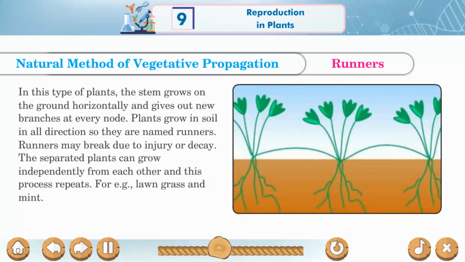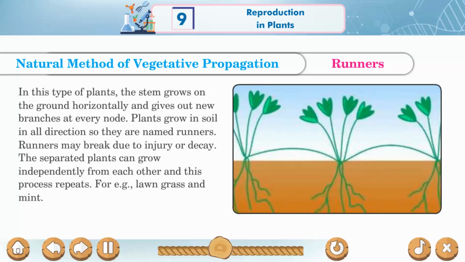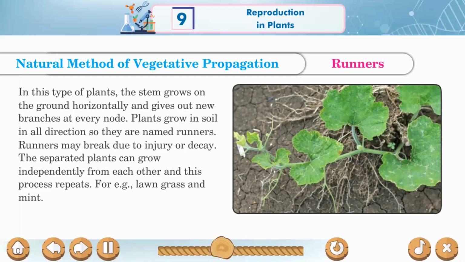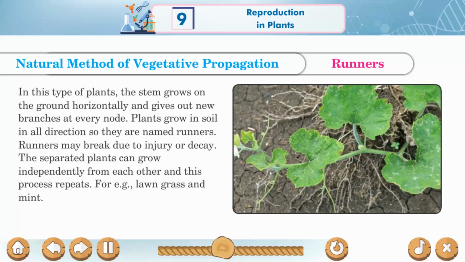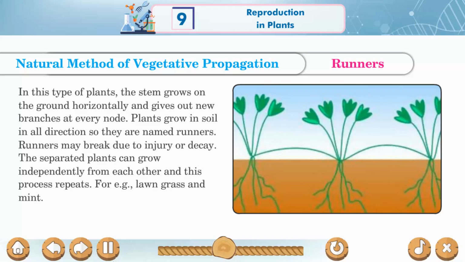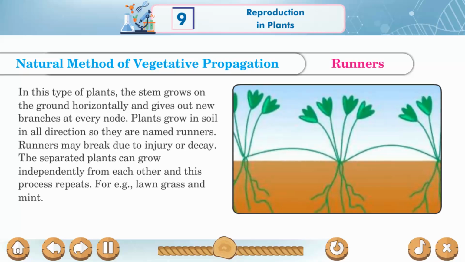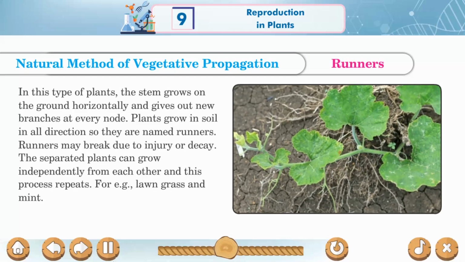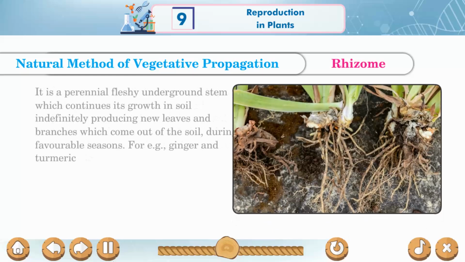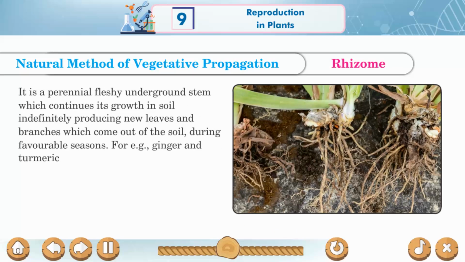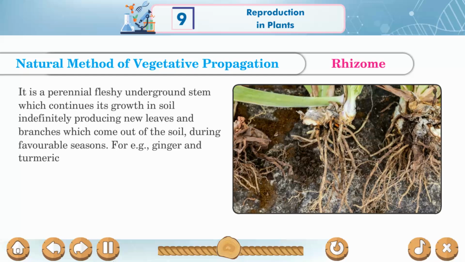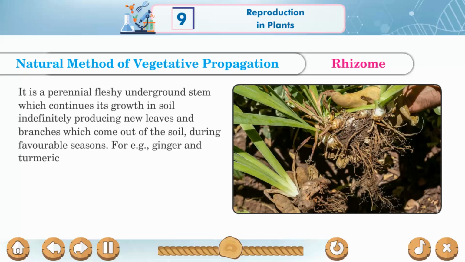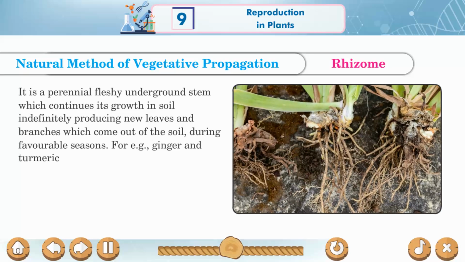Runners. In this type of plants, the stem grows on the ground horizontally and gives out new branches at every node. Plants grow in soil in all directions, so they are named runners. Runners may break due to injury or decay. The separated plants can grow independently from each other, and this process repeats. For example, lawn grass and mint. Rhizome. It is a perennial fleshy underground stem which continues its growth in soil indefinitely, producing new leaves and branches which come out of the soil during favorable seasons. For example, ginger and turmeric.